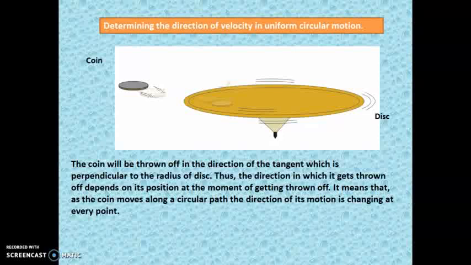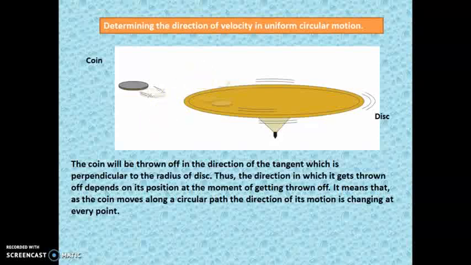We can determine it this way: the coin will be thrown off in the direction of the tangent, which is perpendicular to the radius of the disc. So this is the disc, this is the radius of the disc and this is a tangent. A tangent is basically a line that is drawn at 90 degrees to the radius of a circle. Whichever position it is, as the disc is moving, the coin is always thrown in the tangent, that is, the perpendicular direction.